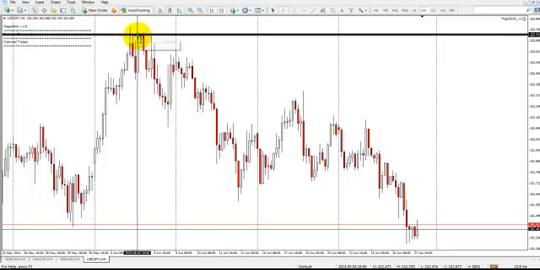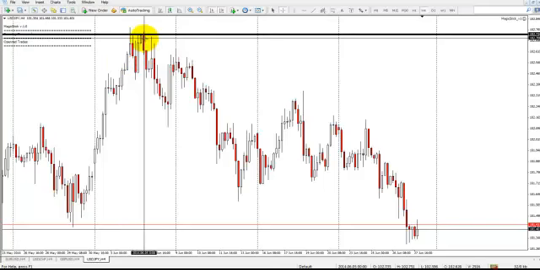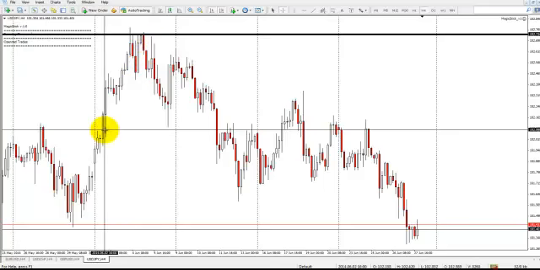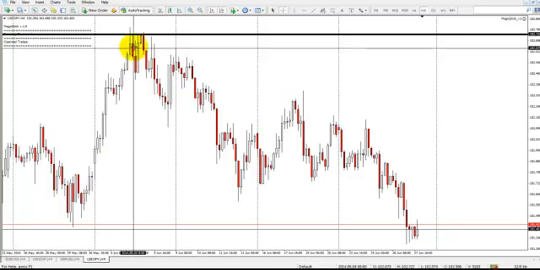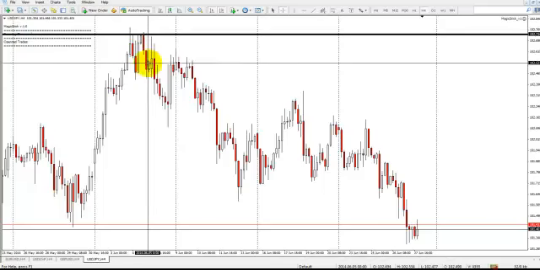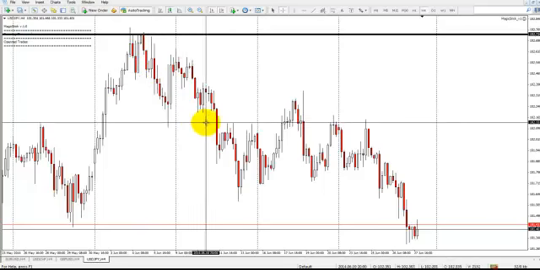So you can think that this is resistance. It's also known as supply and demand. You can see that the US dollar was gaining value here, and then when it got rejected here, that means it's losing value against the yen.